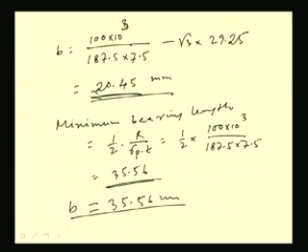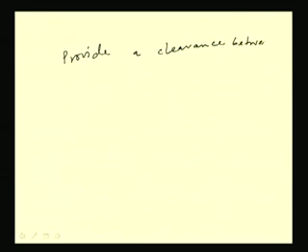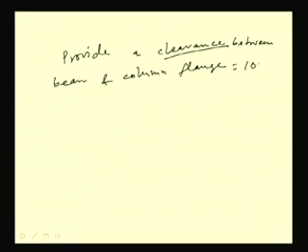Next what we will do, we will provide some clearance, that means gap. We have to assume some clearance, so provide a clearance between beam and column, beam and column flange. So 10 millimeter gap we are providing, say this we are providing as 10 mm.